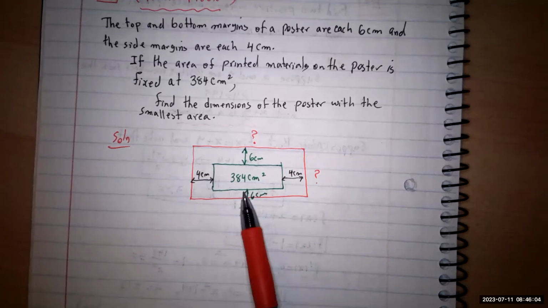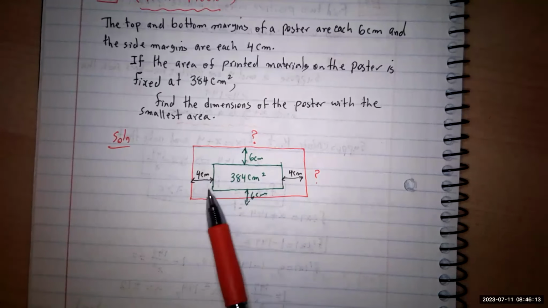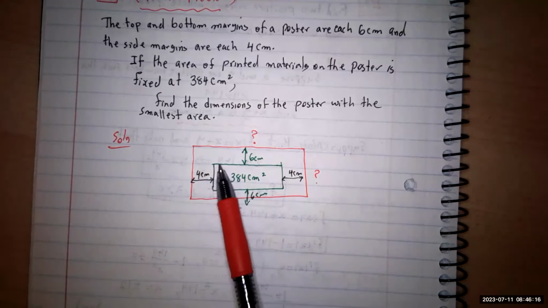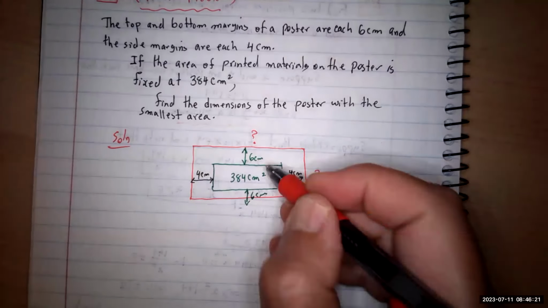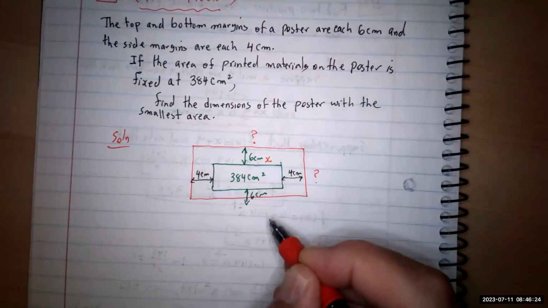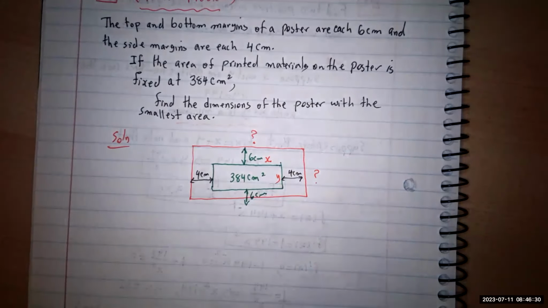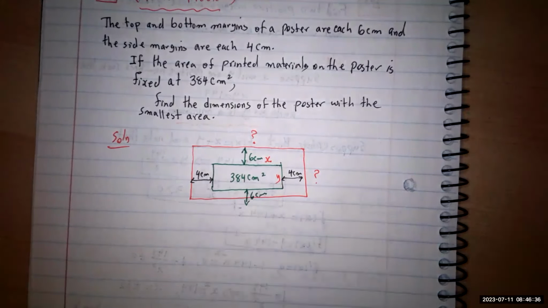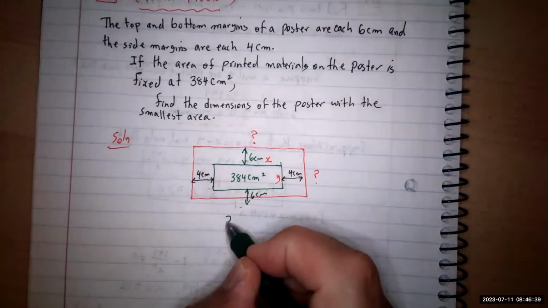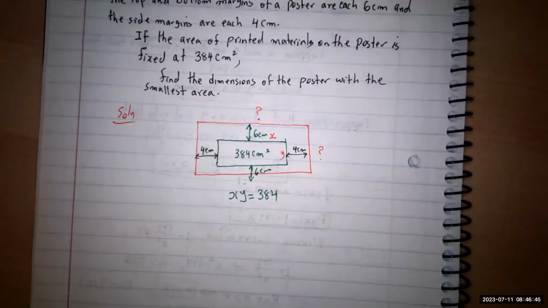So go see what is given to you. The given one is the area of the printed part, 384 square centimeters. So my suggestion is to pick the dimensions of this green one, the printed one, as X and Y. You take this one to be X, from inside, and this one to be Y. Why? Because as soon as you pick the X and the Y from the inside, automatically you have the fact that the area of the printed material is 384 square centimeters. That's the advantage.